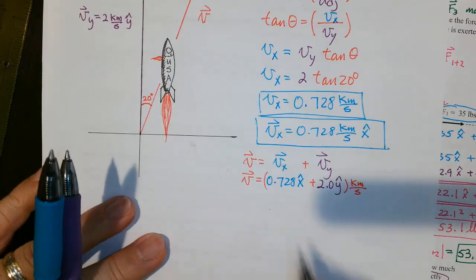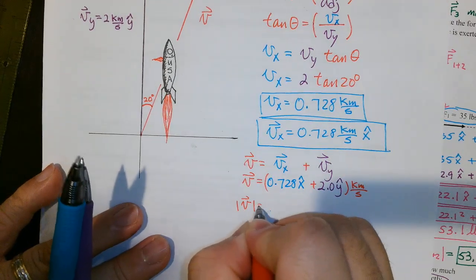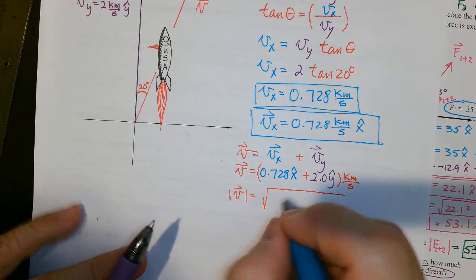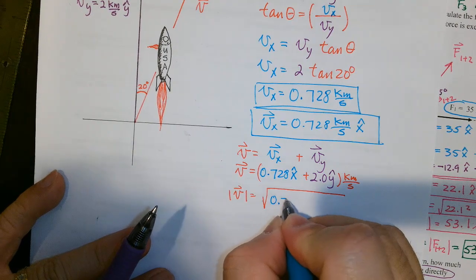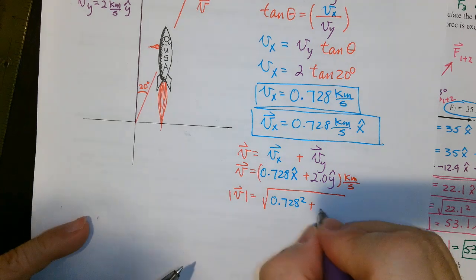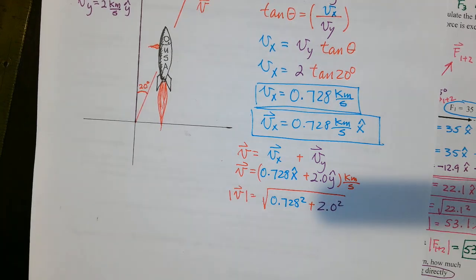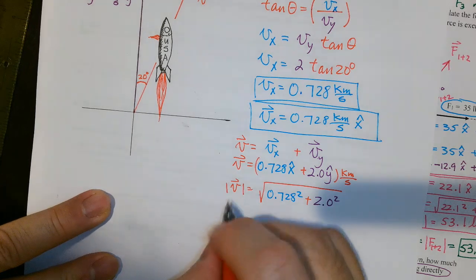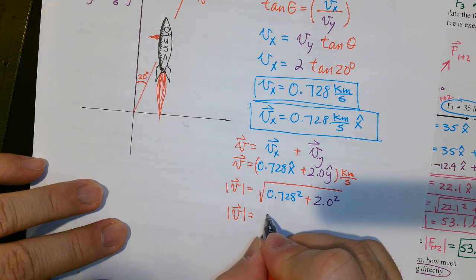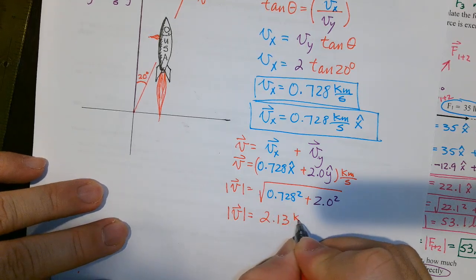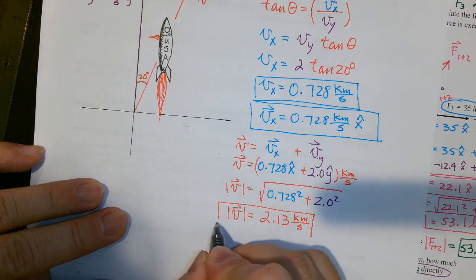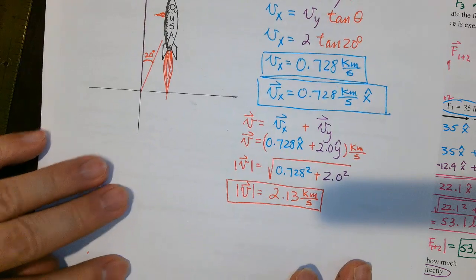So since they want to know the magnitude of that, all you have to do is use the Pythagorean theorem on 0.728 squared plus 2.0 squared. And if you do that, the magnitude of that v would be 2.13 kilometers per second. That would be the speed of the rocket.